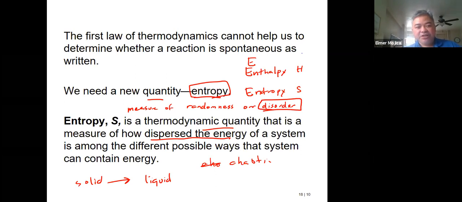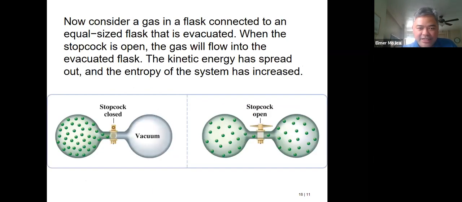Okay? So if we look at the entropy, if this is just so hard for you to understand, it is the measure of how dispersed the energy of a system is among the different possible ways that the system can contain energy. We could just say measure of randomness or disorderliness. And try to look at it this way. What will happen here?